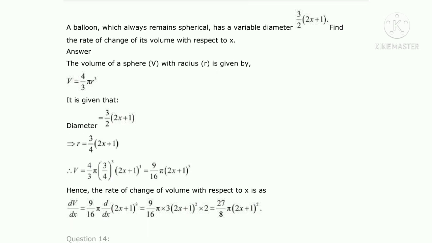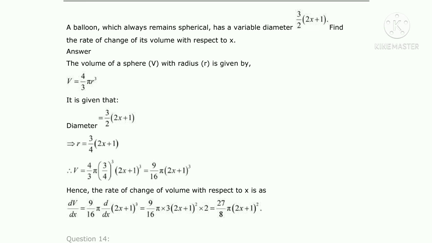Now next question, number 13. A balloon which always remains spherical has a variable diameter, given as d equal to 3 by 2 (2x plus 1). Remember, first of all the balloon is spherical. If the balloon is a sphere shape, then what will its volume be? V equal to 4 by 3 pi r cube. First of all we have to write this, and after that we have to write that it has a variable diameter, d equal to 3 by 2 (2x plus 1).